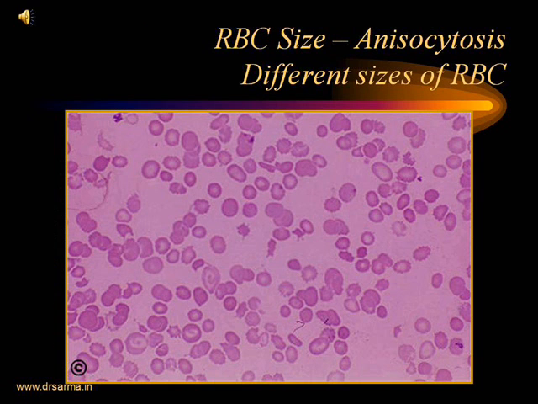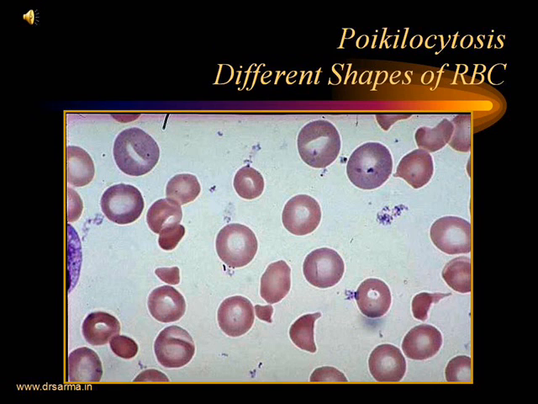This is a peripheral smear of a patient with anisocytosis. Anisocytosis means RBC are of different sizes. In this blood picture, we see small cells as well as very large cells, and this is what is called anisocytosis. This is a peripheral smear of a patient with poikilocytosis.